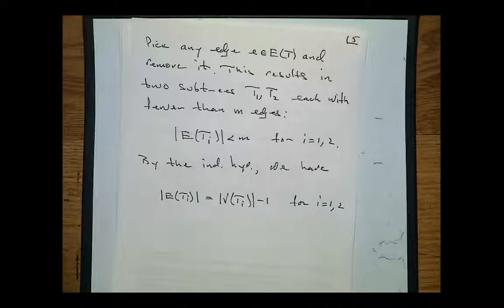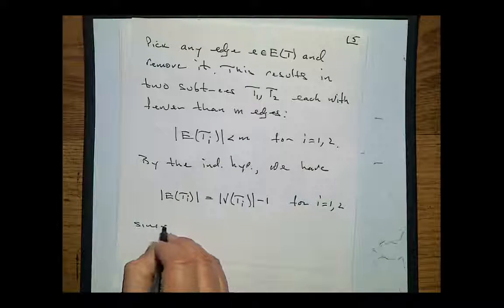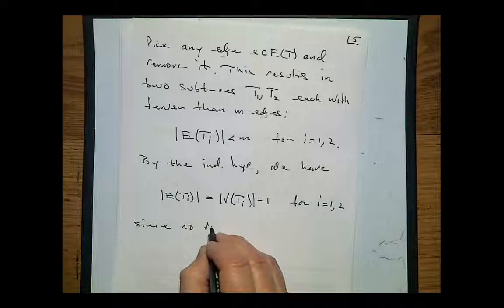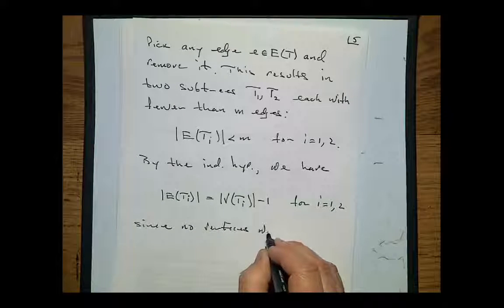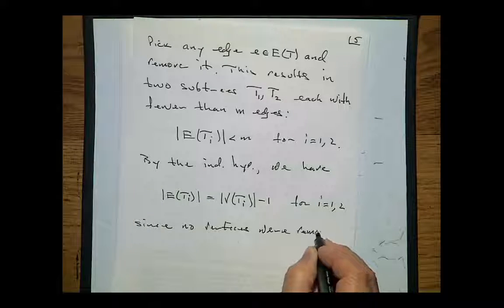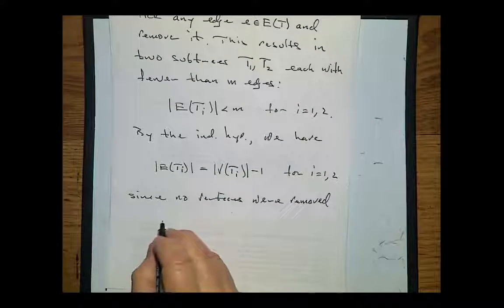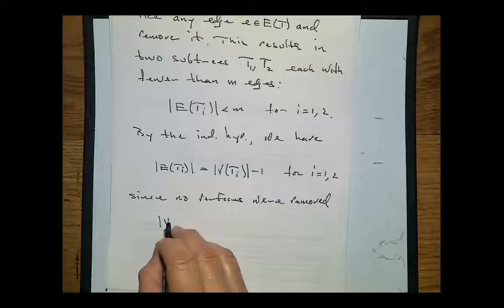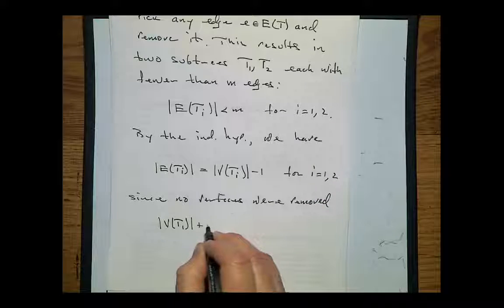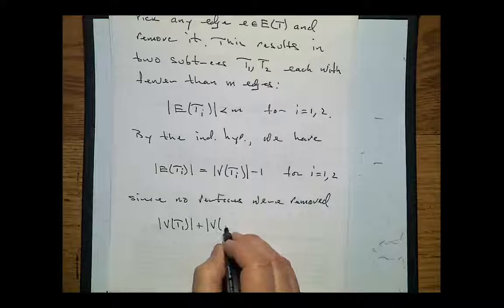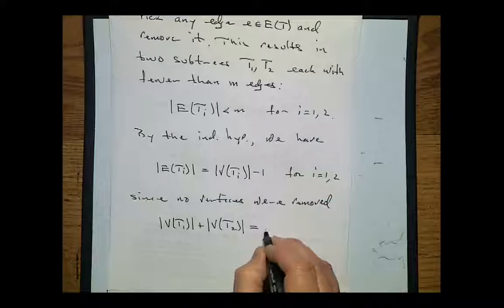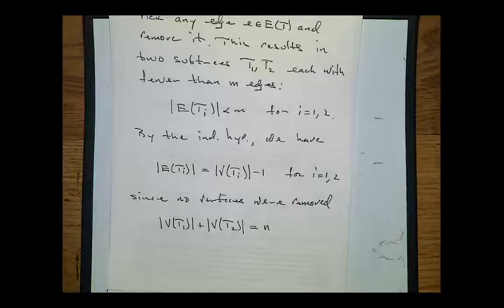Okay, one more thing I have to say. Since no vertices were removed, we have that the sum of the number of vertices in T1 plus the number of vertices in T2 must equal n, number of vertices in the original tree. All we did was erase an edge. We did not erase its two end vertices. And that split into two trees. So we chose an edge at random, split it into two pieces.